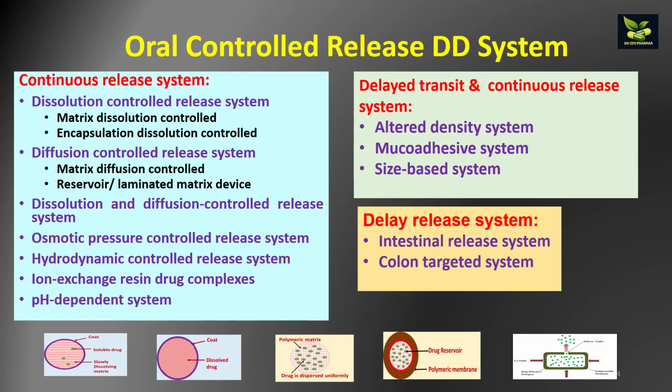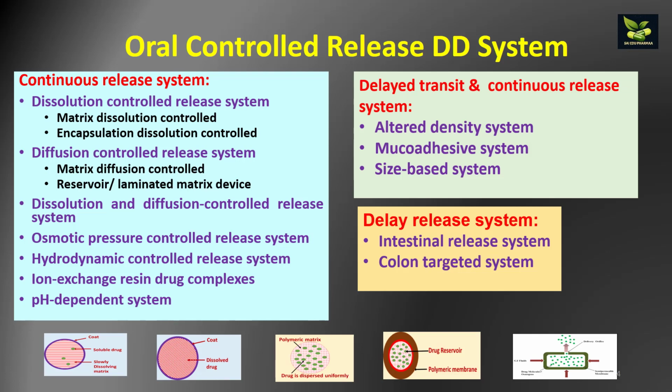In continuous release, we know that it is based on mechanism. The mechanism can be dissolution based, diffusion based, or both dissolution and diffusion based. In dissolution there are two types: matrix dissolution controlled and encapsulation dissolution controlled. And in diffusion also there is matrix and reservoir device. Then third is dissolution and diffusion control. Fourth is osmotic pressure control system. Then hydrodynamic control release systems, ion exchange resin drug complex systems, and pH dependent systems. These are for controlled release oral drug delivery systems.